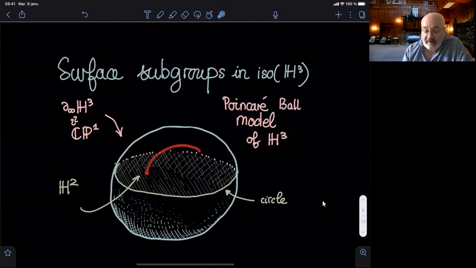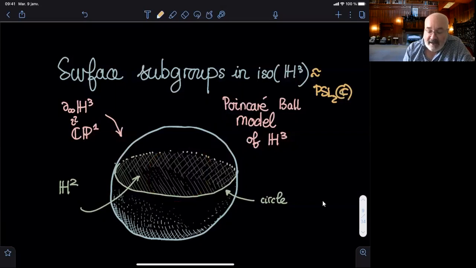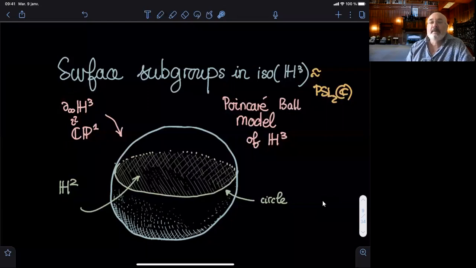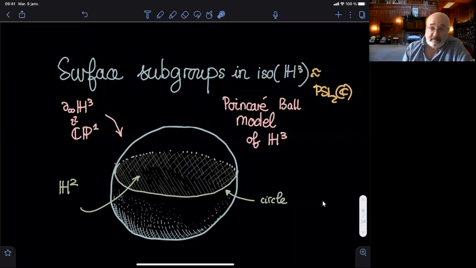Okay, so why is it CP1? Because the group of isometries of H3 is PSL2C. And the action of the isometry group on the interior extends to the boundary at infinity, and then it is like the action of PSL2C on CP1. It's not a very Bourbaki way of saying it, so maybe I should say isomorphic, but let's say just like.